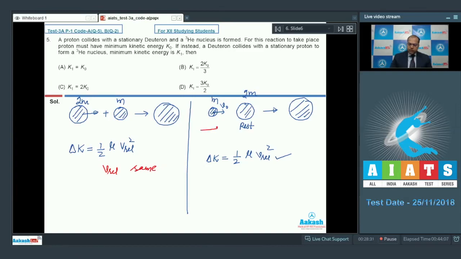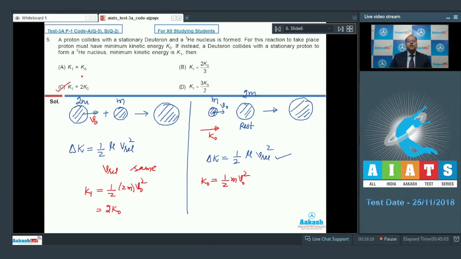In the first case, if it is moving with the kinetic energy K0, and let at that moment the velocity be v0, then in order to have the same relative velocity, the deuteron is also moving with velocity v0. So the kinetic energy K0 in the first case can be written as half into m into v0 square, and the minimum kinetic energy K1 in this case can be written as half into 2m into v0 whole square. So from here I can say that it is equal to 2 times K0. So option C is the correct answer. So the correct answer for question number 5 is option C.